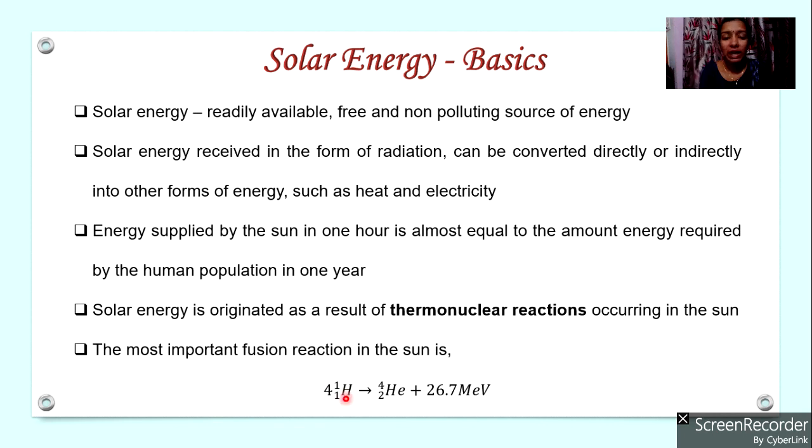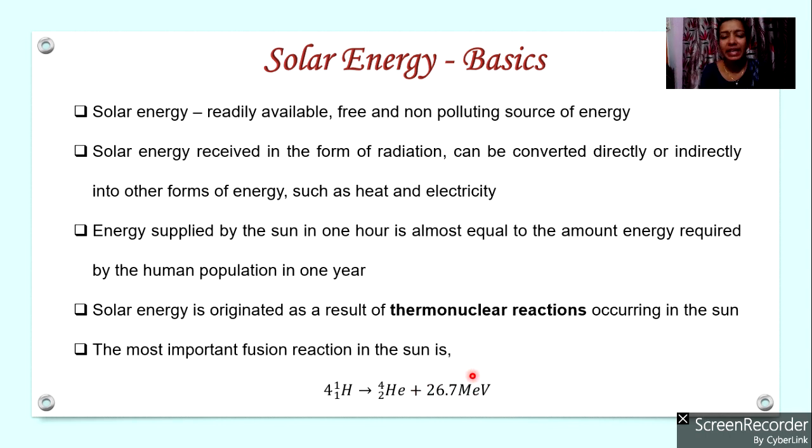That is, 4 hydrogen atoms or 4 protons combine together to form helium atoms. So hydrogen atoms combine together to form helium atoms. In this process, energy will also be liberated. Thermal energy is liberated. When 4 hydrogen atoms combine together to form helium atoms, 26.7 mega electron volt of energy is generated.